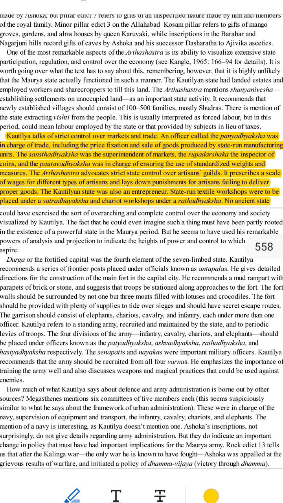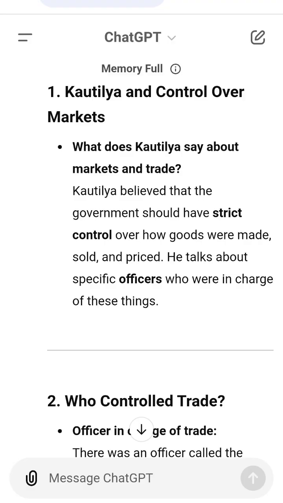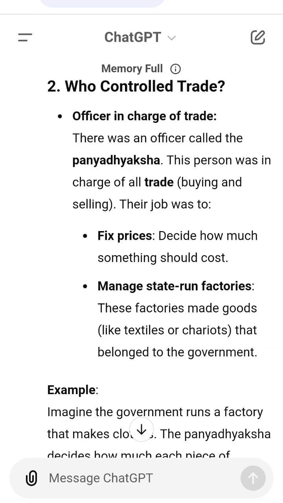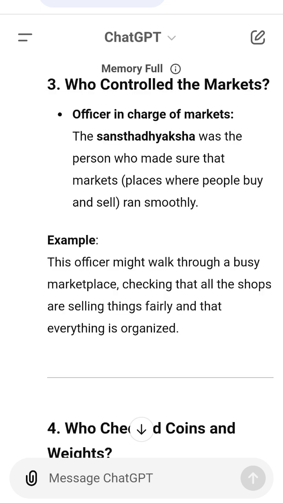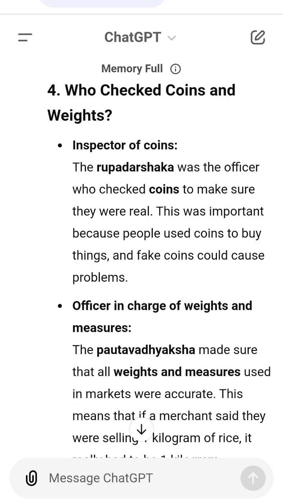Even though Kautilya described a system where the government controlled almost everything, it's unlikely that any ancient government, including the Maurya Empire, could actually control the entire economy and society in such a strict way. Why did Kautilya imagine this? Kautilya was very smart and had a strong ability to think and plan. He probably dreamed of an ideal system where the government could have maximum control.